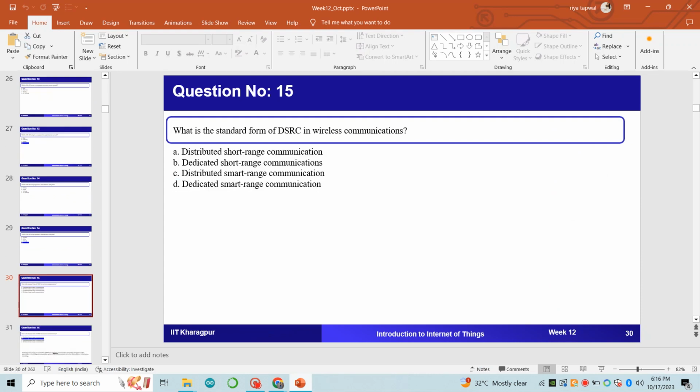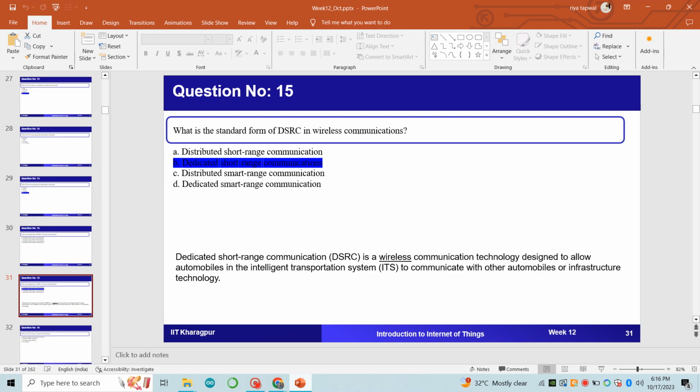Next question is, what is the standard form of DSRC in wireless communication? Options are distributed short range communication, dedicated short range communication, distributed smart range communication, dedicated smart range communication. It's option A, distributed short range communication. Anyone else? Okay, A is incorrect. Now others reply. Dedicated short range. I think C. Yes, it's B, dedicated short range communication.